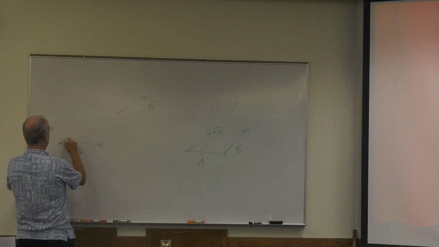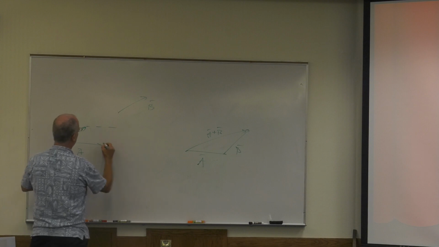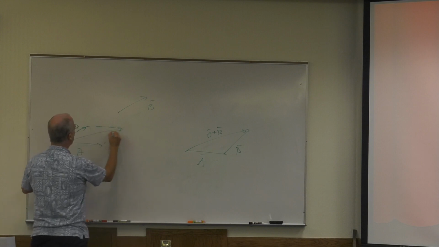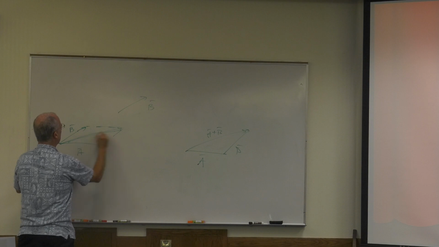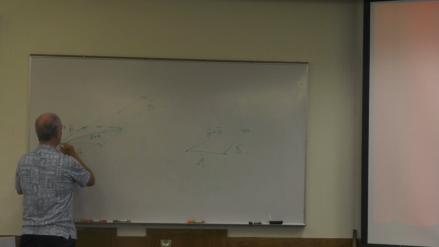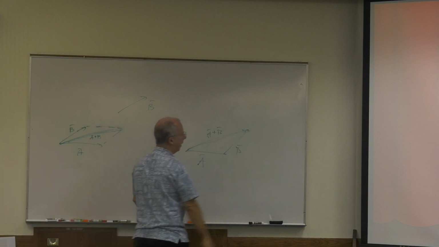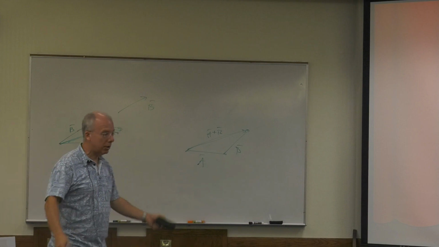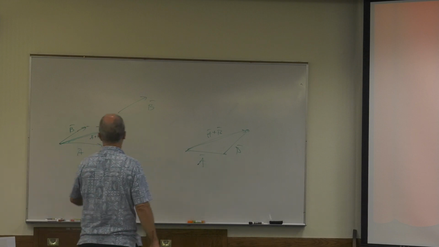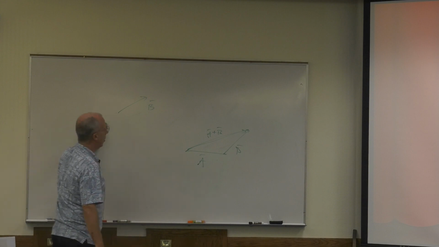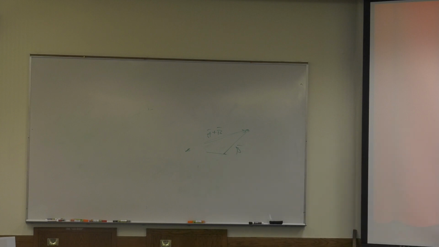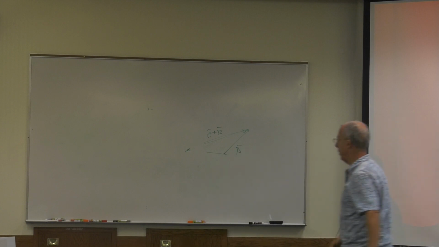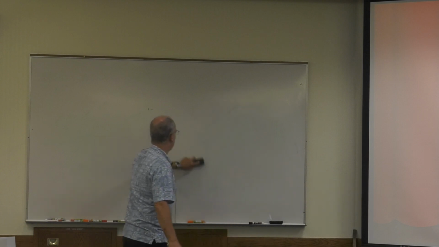So you just do it here, then make a parallelogram. There it is, and there's your A plus B. So that's the same as that, right? Whichever you want to use, it doesn't matter. It depends on the problem. For this one, they're already joined at the tail, so I would just do the parallelogram method. Why not? Everybody, pause your video and figure it out, please.